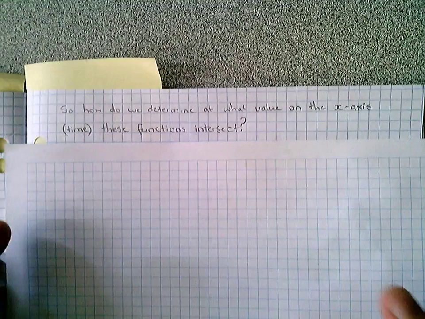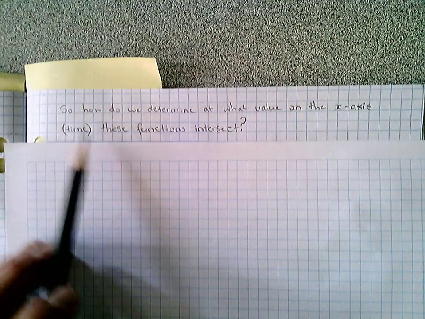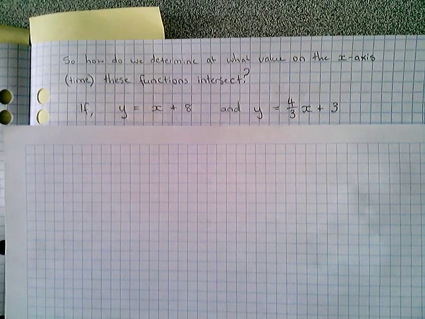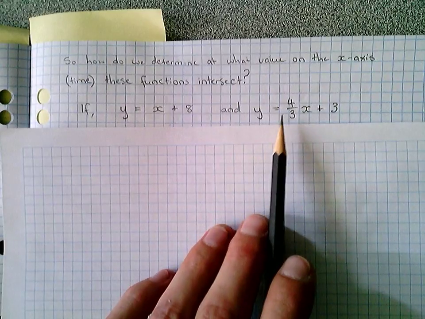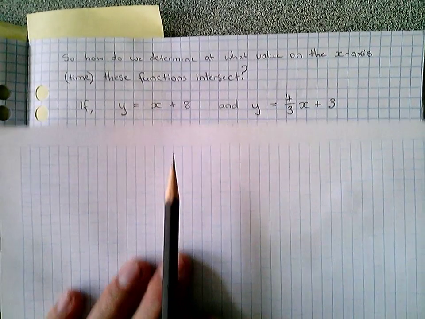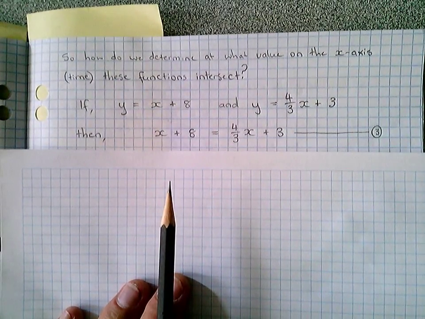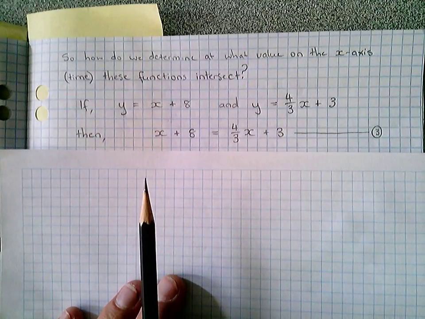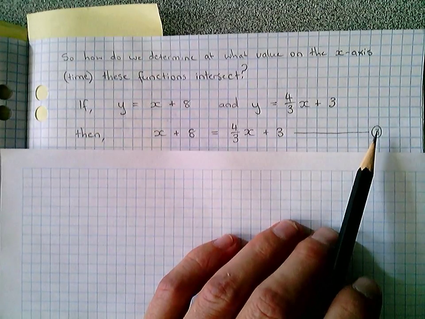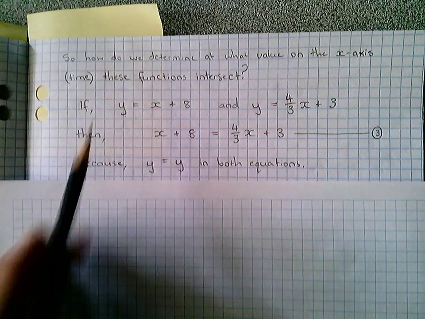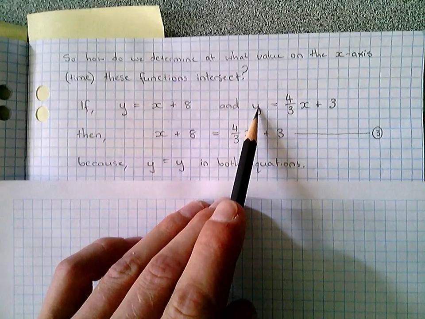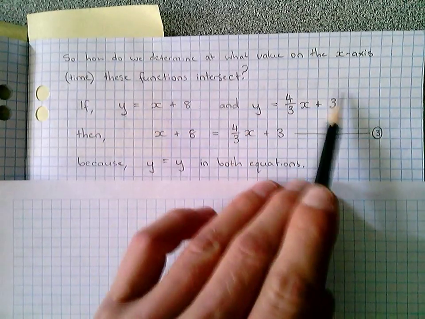So how do we determine at what value on the x-axis, being the time, these two functions intersect? Well, if this is our first function, y equals x plus 8, and this is our second function, y equals 4/3 x plus 3, then x plus 8 must equal 4/3 x plus 3. And I've called that equation 3. If that doesn't make sense, the reason is because y equals y in both equations. That is, this is this, therefore that must also be that.